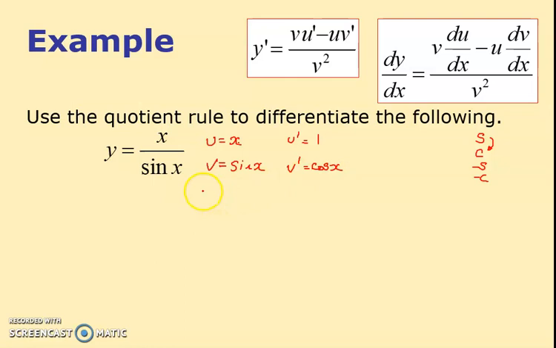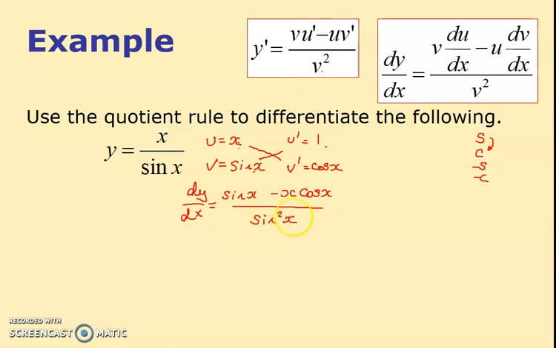So put those into my equation, dy by dx equals, so remember it's vu dash minus uv dash. That times that, well that's easy, that's sine x. When I times sine x by 1 I get sine x, I'm just going to write that. And this becomes, notice it's uv dash, which is x cos x. And that's divided by v squared, which is sine squared x.